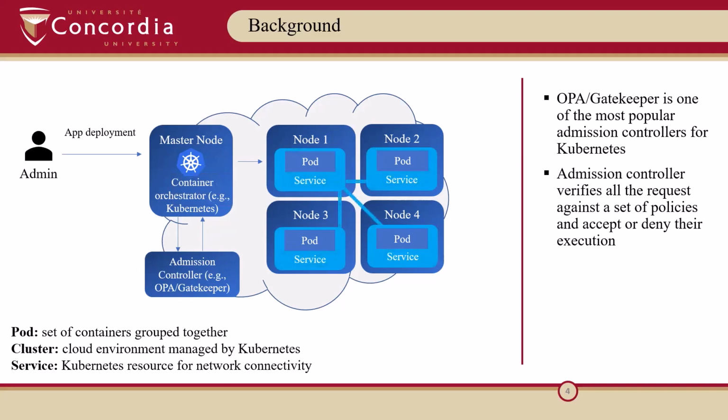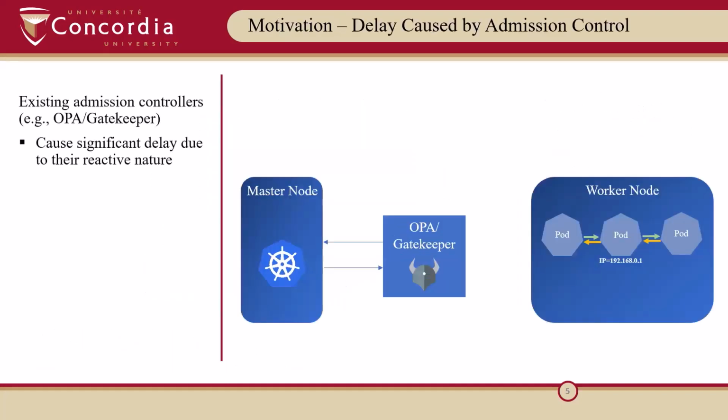The main tool to do admission control in Kubernetes is called OPA Gatekeeper, and we found out during the research that this kind of tool presents some limitations, as we're going to see right now. The first motivation for our work is that the existing admission controllers such as OPA cause significant delay due to their reactive nature.